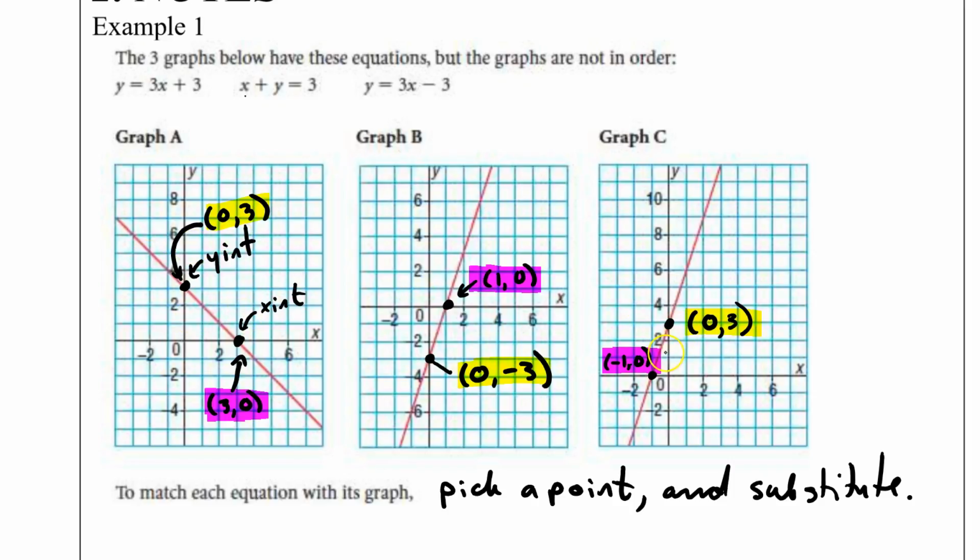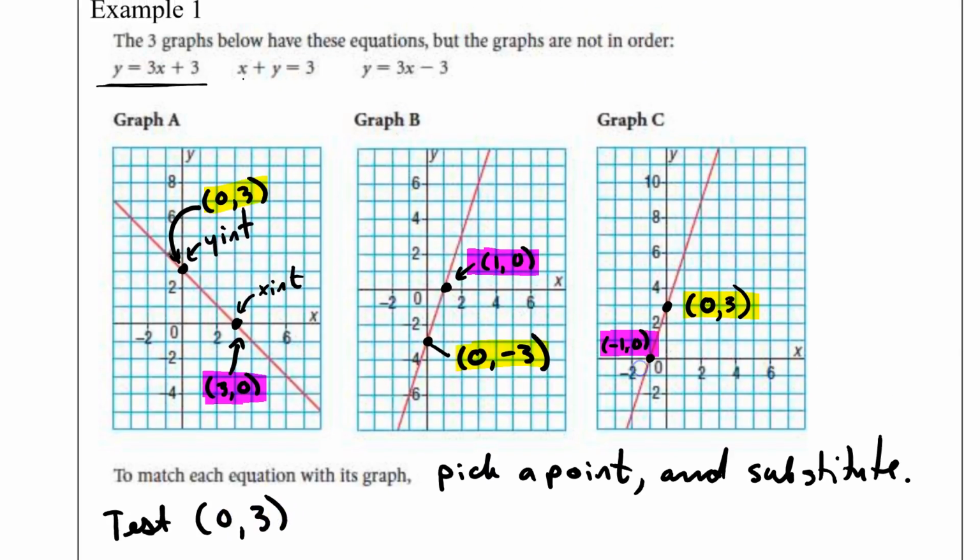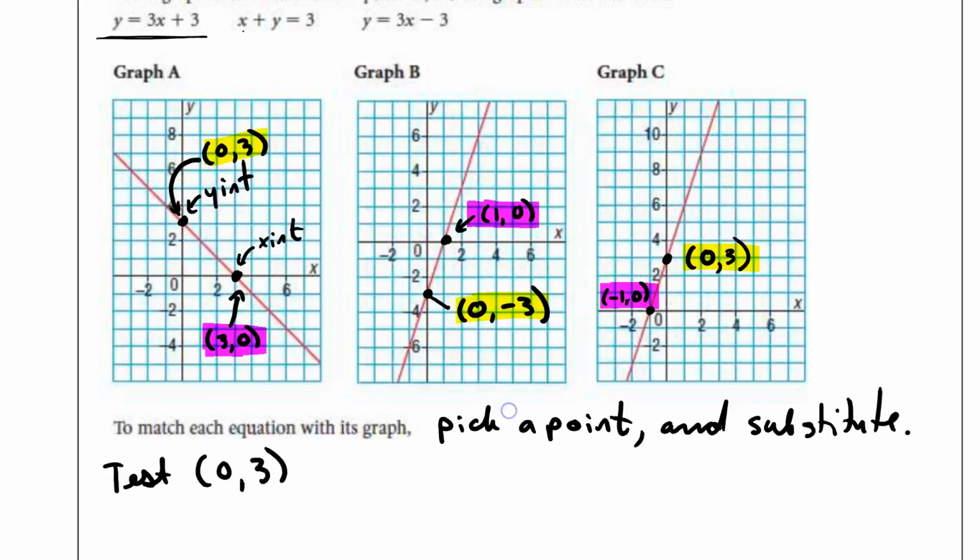Like say something like 0, 3, and let's see if it's on this first graph. So test 0, 3, and you kind of want to pick a point that is unique. This graph has 0, 3, but this graph does not have 0, 3 on the line. This one right here does have 0, 3, but we have a different x-intercept, so we can try a different one. So let's test 0, 3 and y equals 3x plus 3.